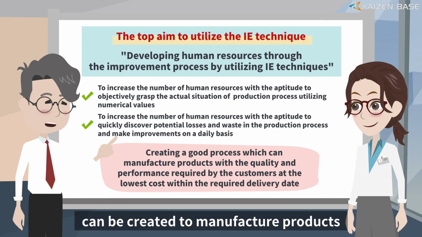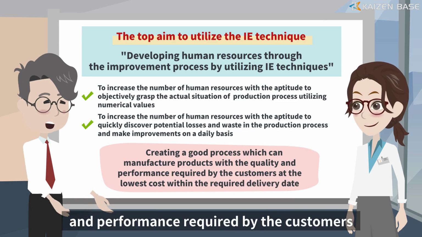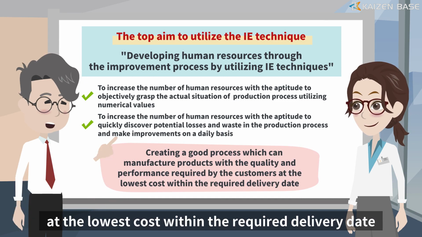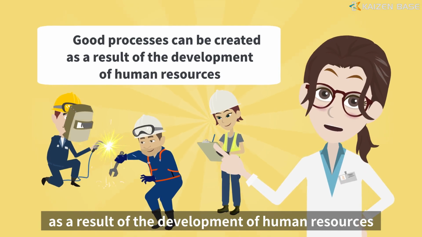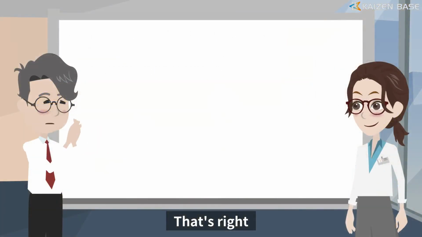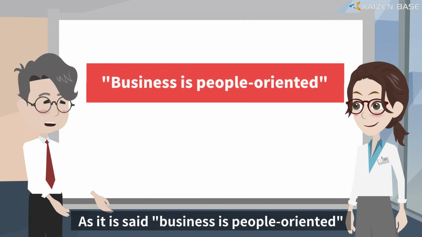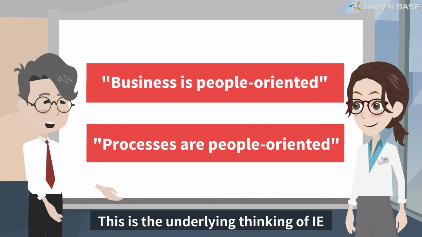Therefore, a good process can be created to manufacture products with the quality and performance required by the customers at the lowest cost within the required delivery date. So good processes can be created as a result of the development of human resources, can't they? That's right. As it is said, business is people-oriented, it should be considered processes are people-oriented as well. This is the underlying thinking of IE.